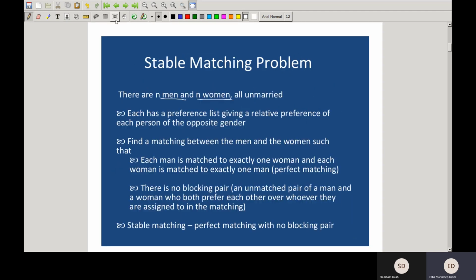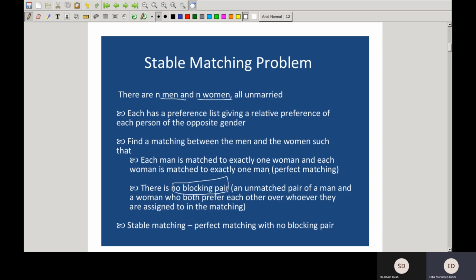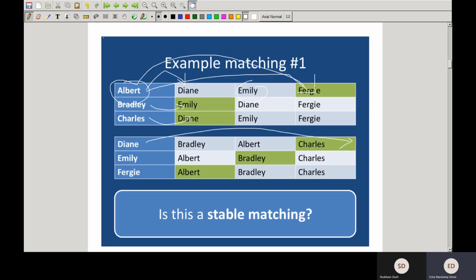You need to find such a matching, and the matching should be such that there is no blocking pair. Let me explain what a blocking pair is. A blocking pair is an unmatched pair of a man and woman. Unmatched pair means, in this case, Albert and Emily is an unmatched pair, Albert and Diane is an unmatched pair, and Albert and Fergie are a matched pair. A blocking pair is an unmatched pair of man and woman who both prefer each other over whoever they are assigned to in the matching. Let's take this example.